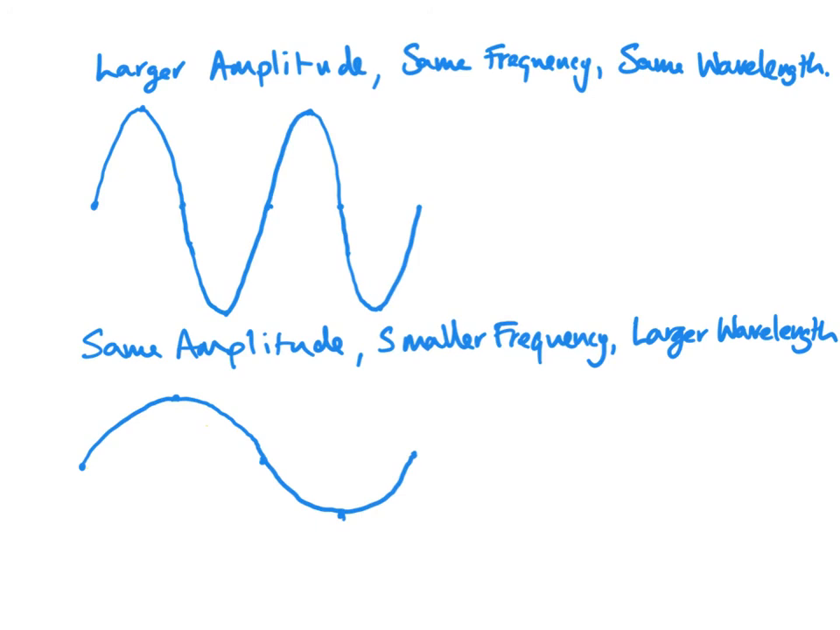Okay, so that has the same amplitude as the one on the previous screen, so it goes up and down by 2 lines, 2 boxes, but it has a smaller frequency, so you only see 1 complete wave in the same time you saw 2 complete waves. There are fewer waves each second. Or another way of thinking about it, it's a larger wavelength. In the previous one you had 2 complete wavelengths in the same space. Here you've only got 1 complete wavelength, so the wavelength is larger.